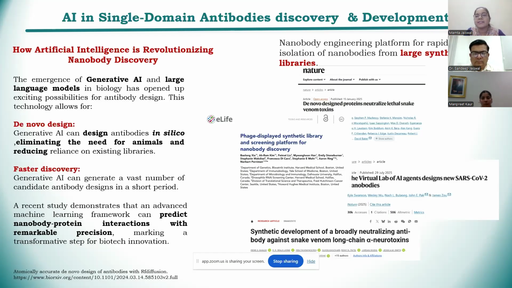Here are a few examples where, in the last few years, many papers have been published in which they used a synthetic library and discovered many nanobodies against pathogenic bacteria or venom toxins.